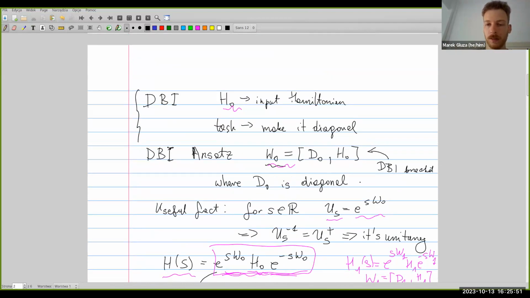D0 is diagonal and Hermitian, so D0 is equal to D0, and D0 dagger is equal to D0. Okay, so let me just recap and then we finish.